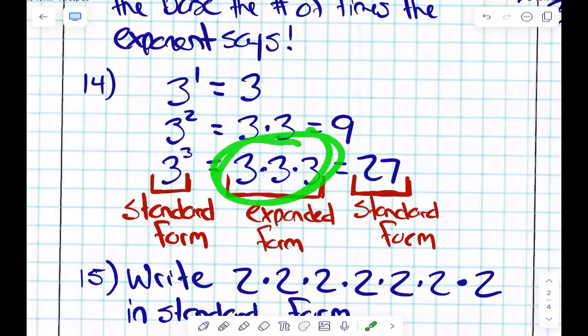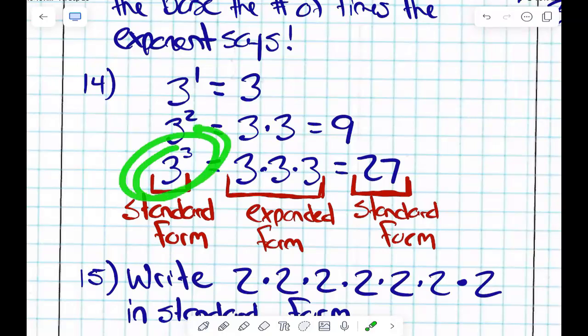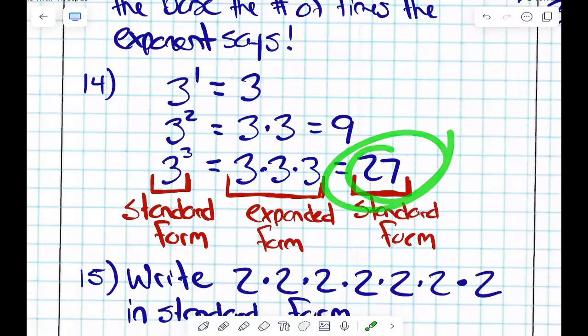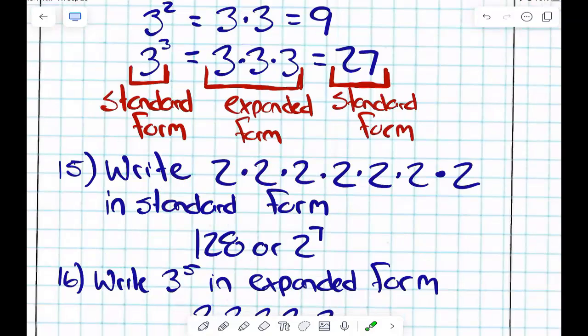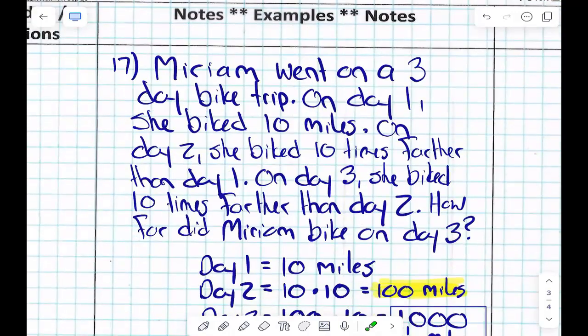The long stretched out version is called what form? Expanded form. And if it's the question or the problem and it's really compact or really tight together, that's called what kind of form? Standard form. The standard form can also be the answer too, right? Yes.